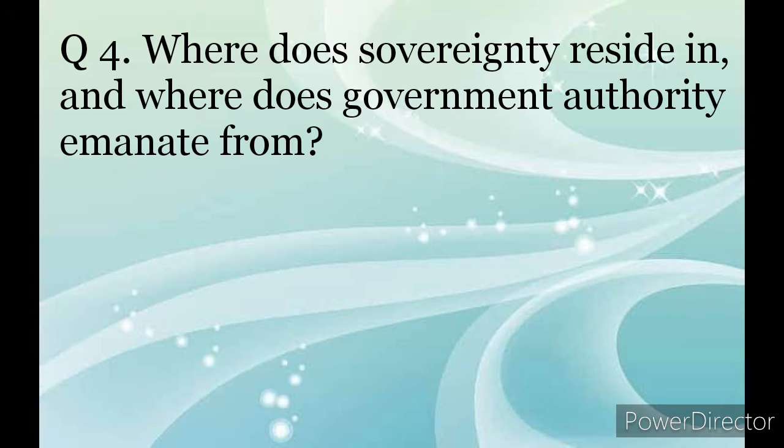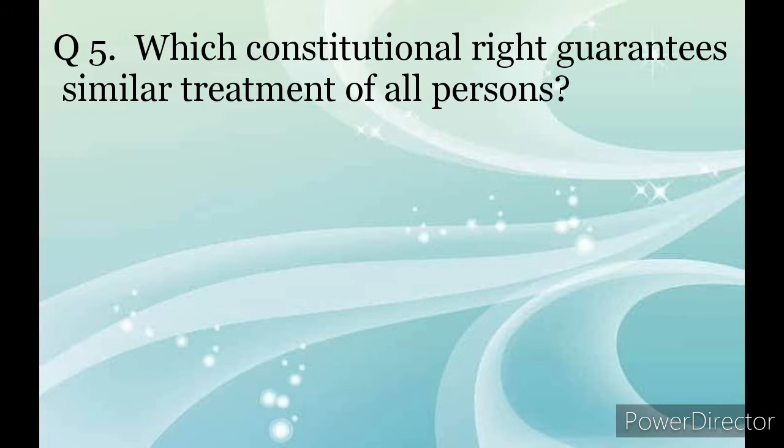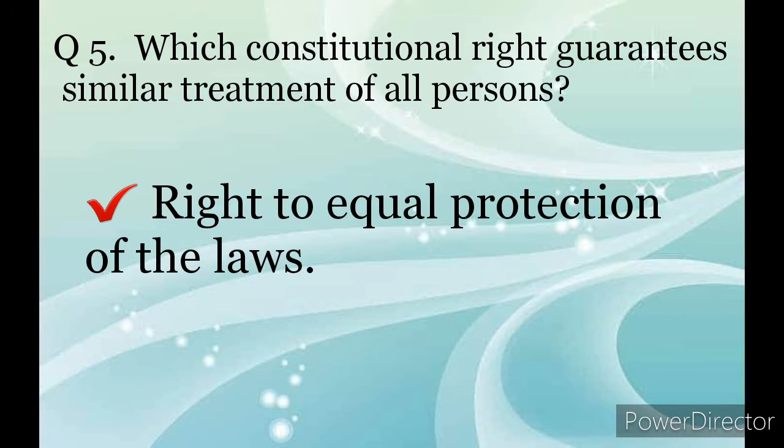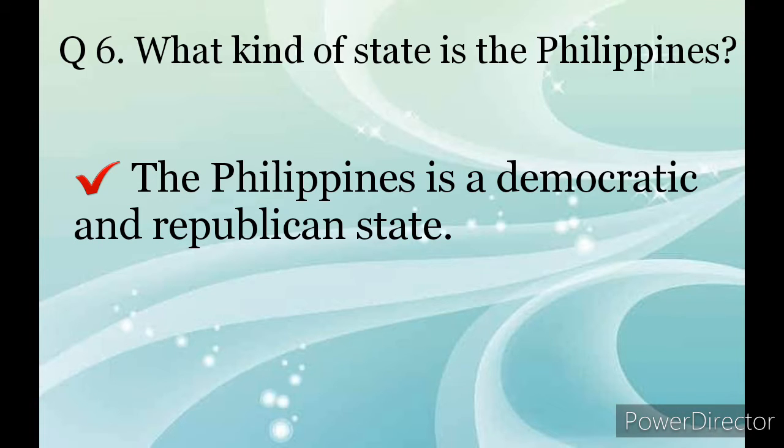Question 4. Where does sovereignty reside in, and where does government authority emanate from? Answer. The people. Question 5. Which constitutional right guarantees similar treatment of all persons? Answer. Right to equal protection of the laws. Question 6. What kind of state is the Philippines? Answer. The Philippines is a democratic and republican state.